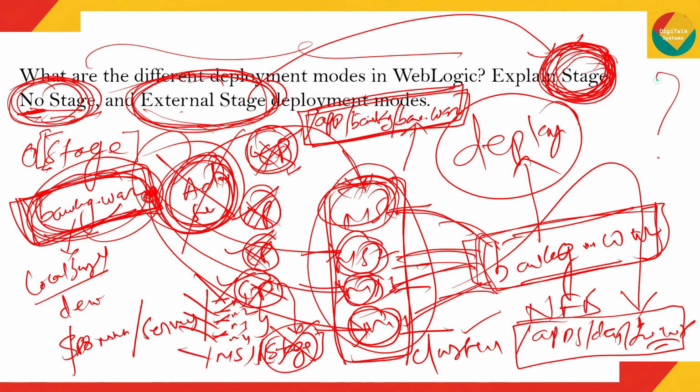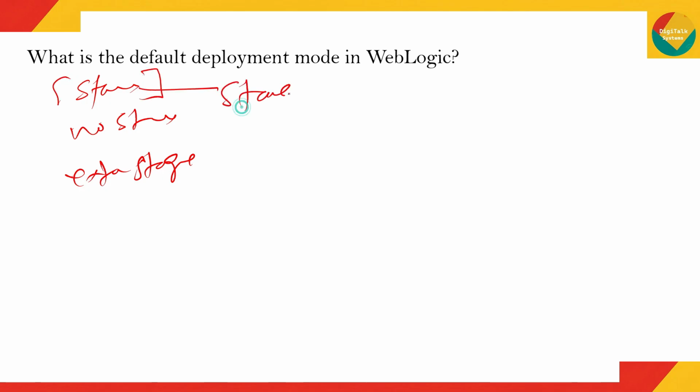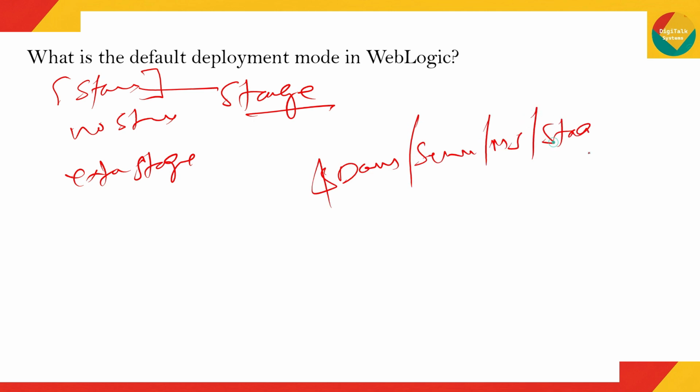Right. So these are the three different modes of deployment, and this is again a very hot question specifically from the interview perspective. What is the default deployment mode in WebLogic? We have learned there are three modes: stage, no stage, and external stage. The default mode is stage. That means your application will automatically be copied by your admin server to each and every managed server's staging directory. That means inside your domain, servers, your managed server name, and then the stage folder. So here the file will be copied by your admin server automatically for each and every managed server.